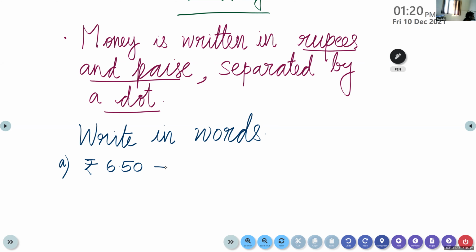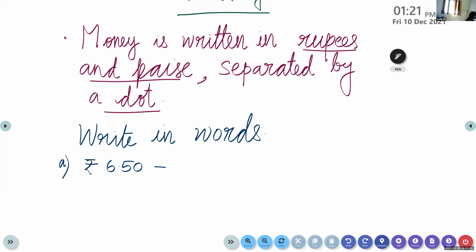Evelyn, how many rupees you can see on the board? See, before the dot, that is rupees. So before the dot, it's a number 6. So how many rupees? 6 rupees. Then Evelyn, after the dot, what's the number? 50. So that much paisa. So 6 rupees 50 paise.